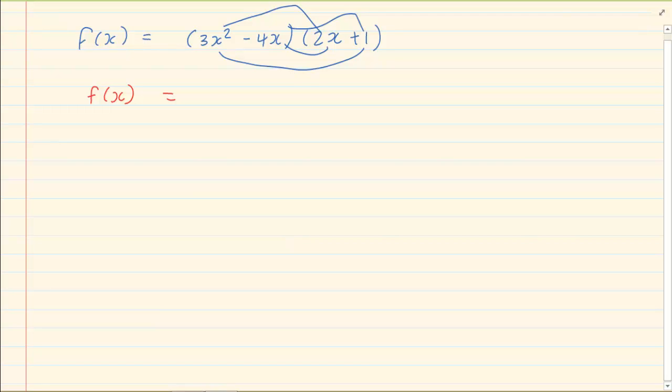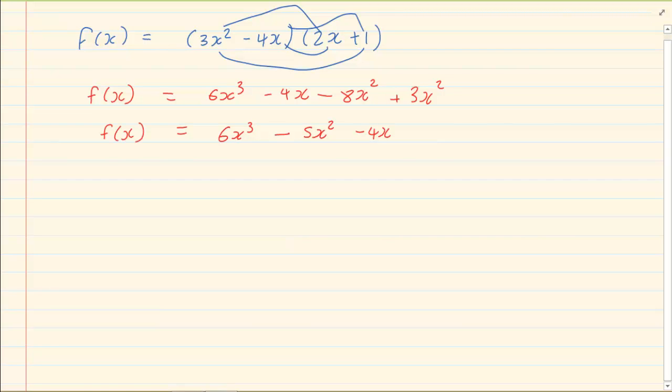So I've got 6x cubed minus 4x minus 8x squared plus 3x squared, which is equal to 6x cubed minus 5x squared minus 4x.